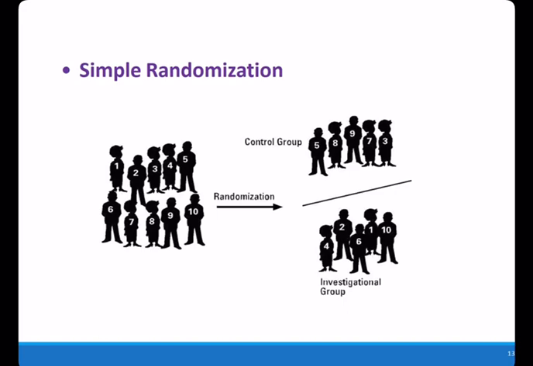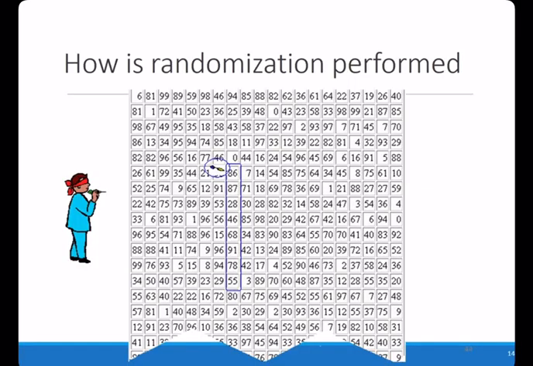There are several types of randomization. Simple randomization is the most straightforward way to allocate patients into different treatment groups. It can be accomplished by tossing a coin, drawing a lot, or using a random number table. Here we show how randomization can be performed, as we can see from a random table: we just throw a dial such as this, and we can find out which is the number.